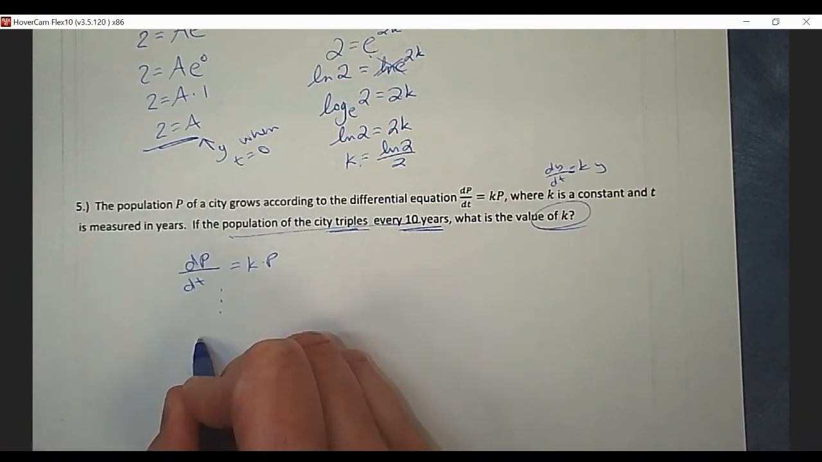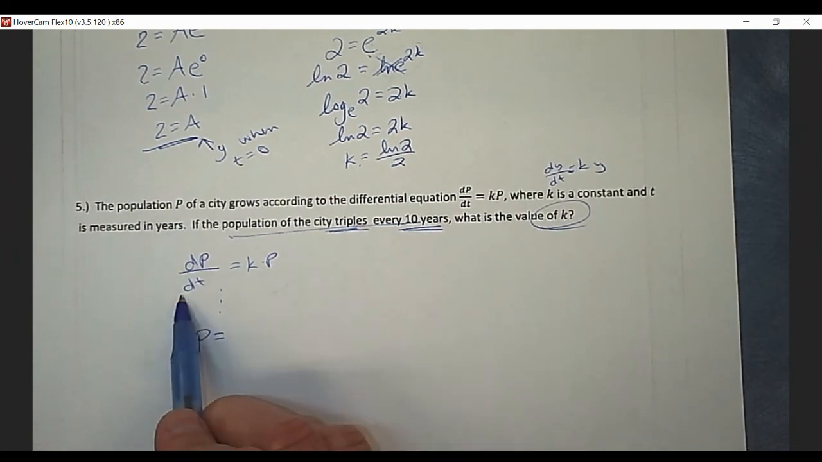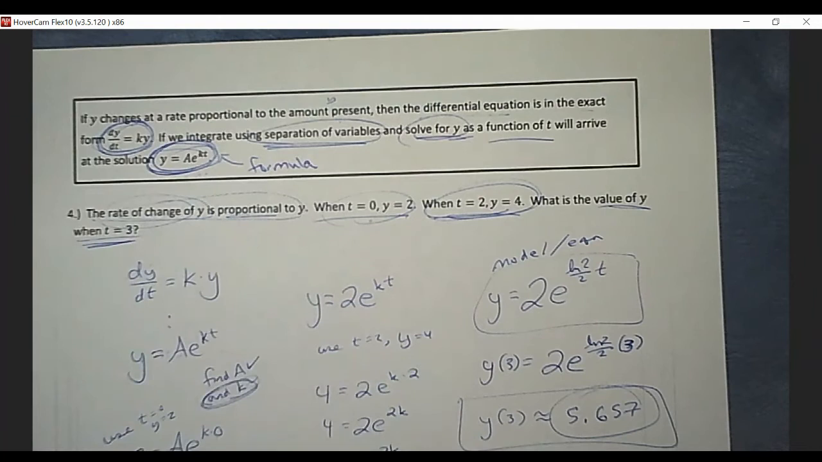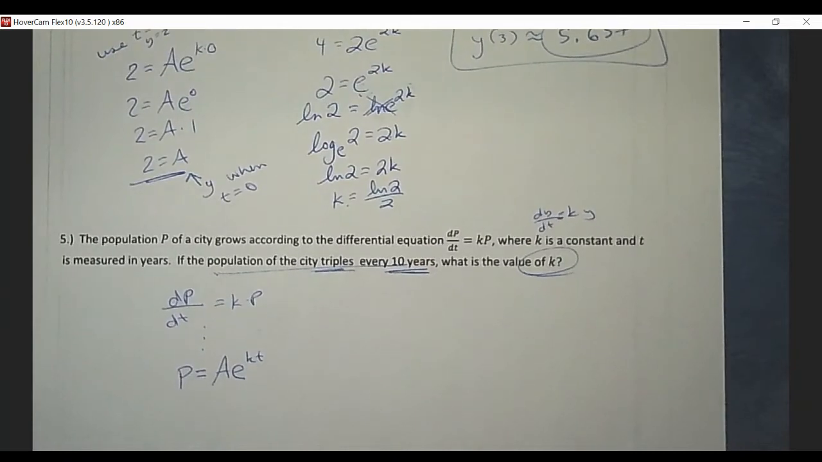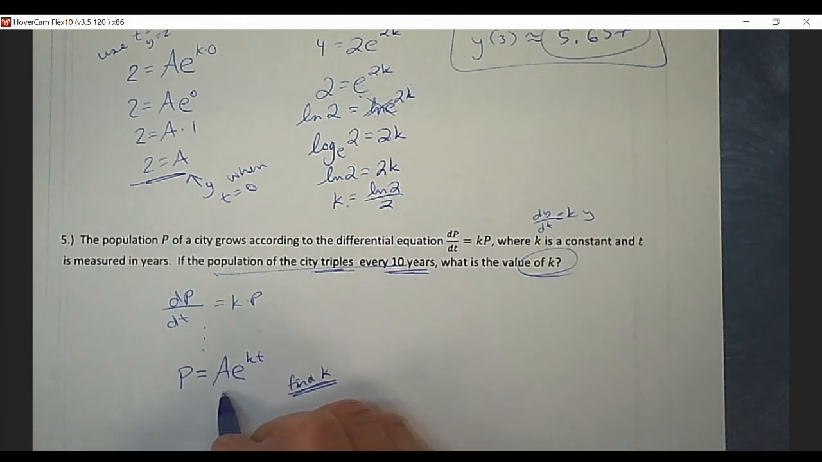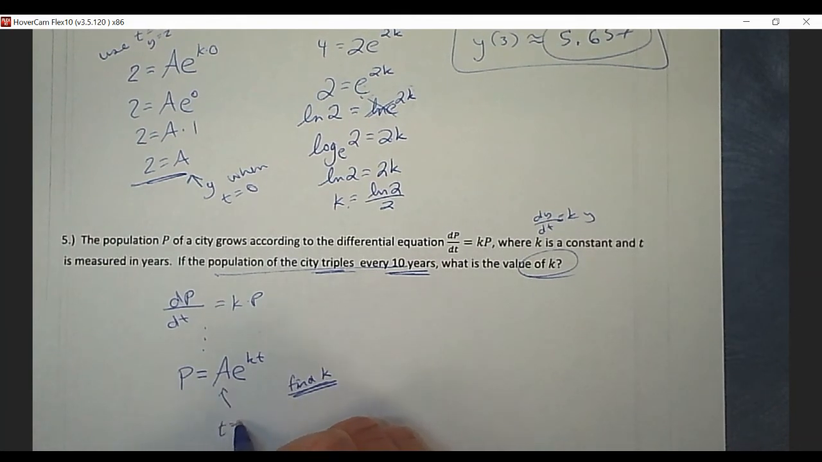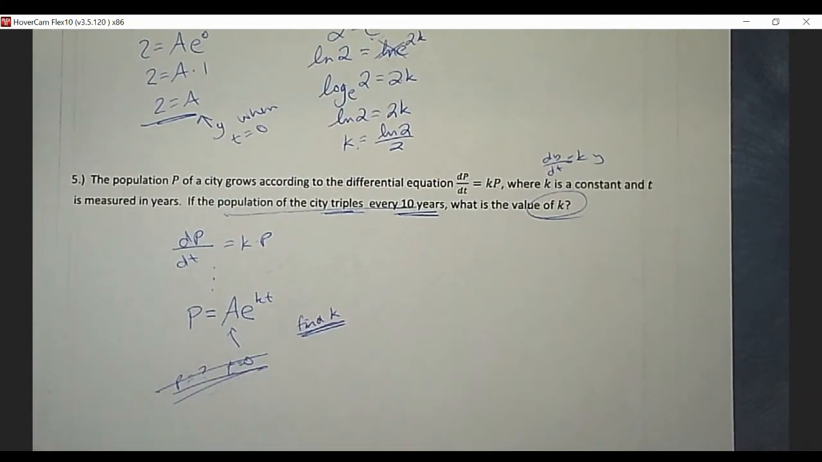So the first thing is we can skip the whole separation of variables. That's that long process we did to develop this formula. We can skip that whole thing and just jump right in and use this formula. Instead of y, we have p. And once we get to here, our goal is to find k. Now this time, I told you this a right here is whatever you get for p when t equals 0. But we're not given any of that information. So there's a different twist on this. And here's how you solve this one.